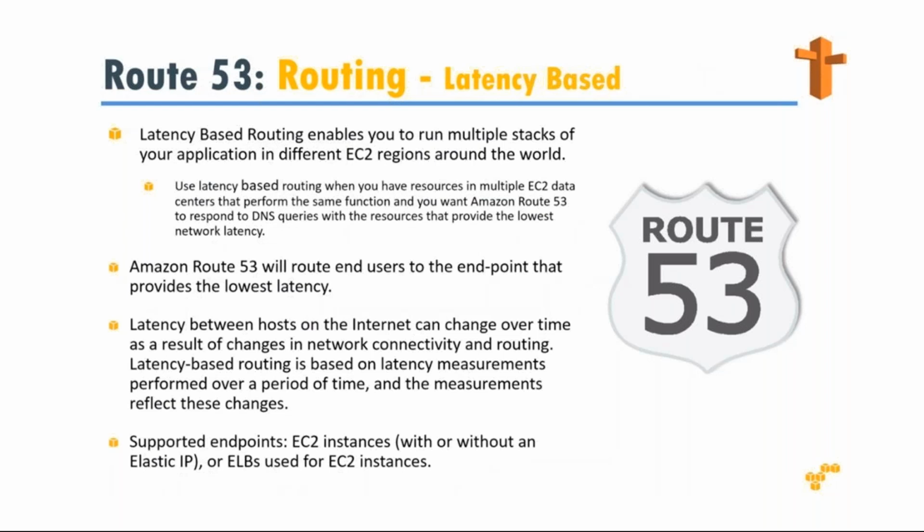Latency between hosts on the internet can change over time as a result of changes in network connectivity and routing. Latency based routing is based on latency measurements performed over a period of time, and the measurements reflect these changes. Supported endpoints are EC2 instances with or without elastic IPs, or elastic load balancers used for EC2 instances.